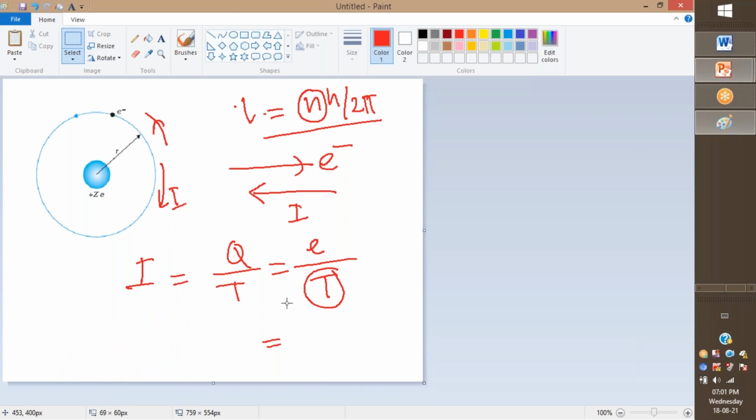The current I'm getting is, if I put this e by 2πr by v, so ev by 2πr. So this is the current.